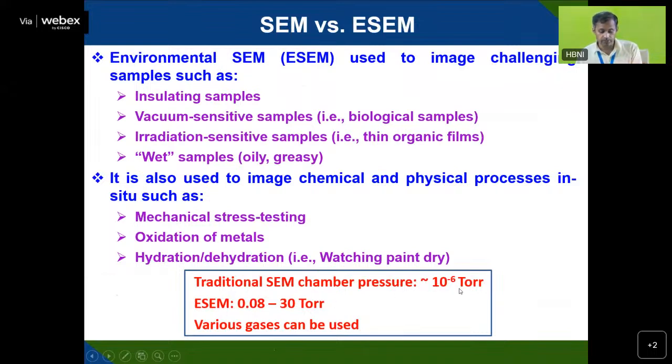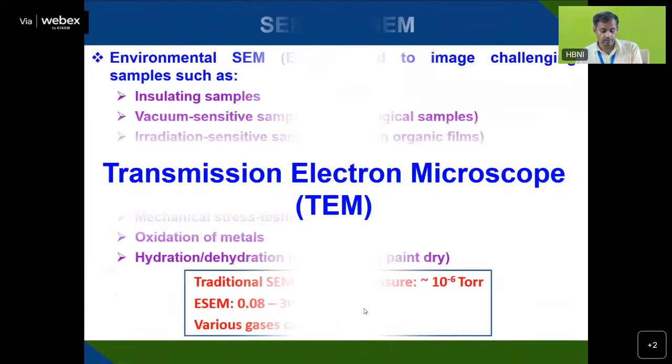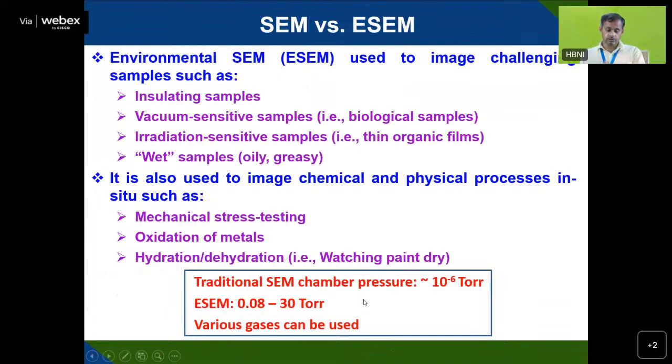Traditional SEM chamber pressure is 10^-6 torr, while the ESEM is 0.08 to 30 torr. So here different gases can be used inside, and then you can see with the scanning electron microscope. Basically, the scanning electron microscope is mainly used to see the surface morphology, topography, as well as composition analysis, and a little bit of crystallographic analysis. That part I'm not discussing much.